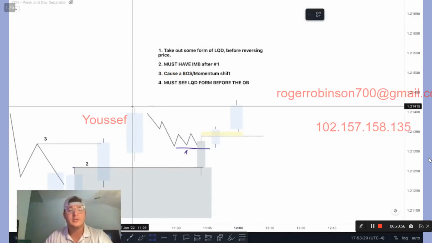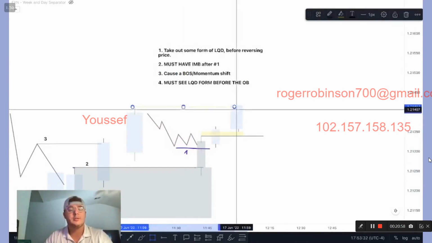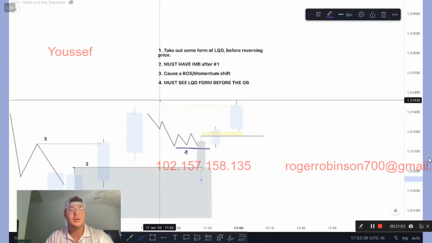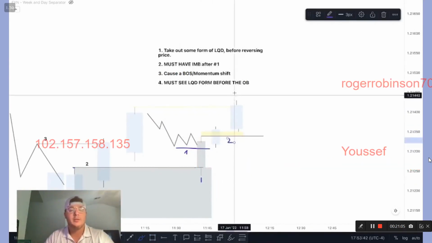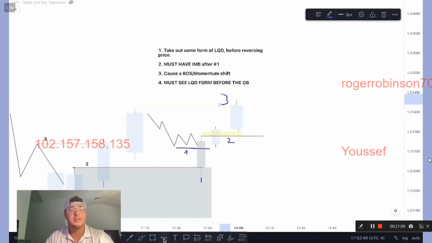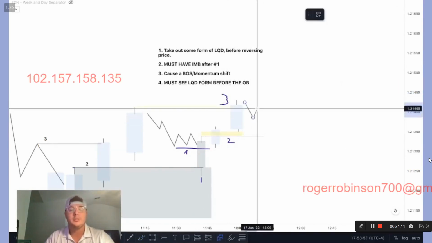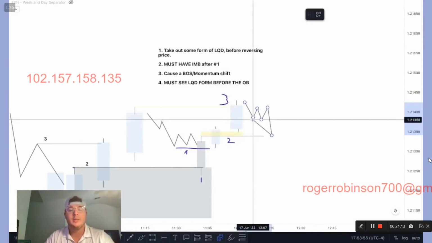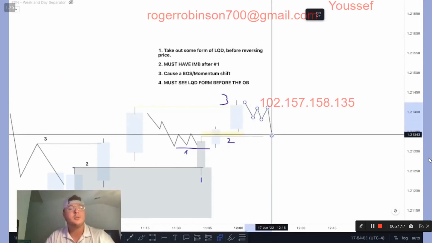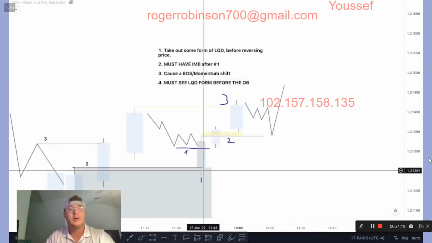It takes out liquidity, causing some form of momentous push to the highs, taking out some form of structure to continue higher. So now what are we going to expect again? 1, take out liquidity. 2, imbalance is made. 3, we have a break of structure or a momentum shift. The 4th thing, again, rinse and repeat, is we want to see price build some form of liquidity before coming to liquidate these traders who are entering early, taking their buy positions early. Stop losses are going to get raided by the institutions, by the banks, before continuing higher. And that'll become the next order block.